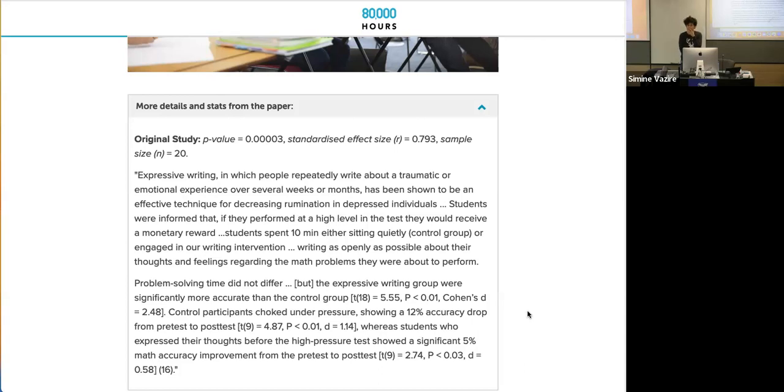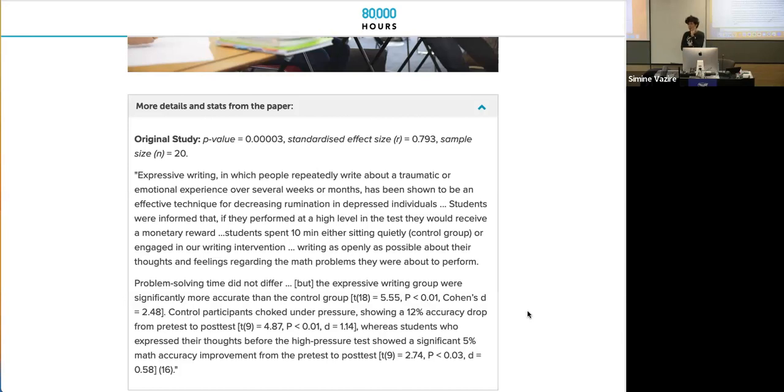I think with the expressive writing, it says it takes several weeks or months to have an effect on decreasing rumination in depression, but they're only doing it for 10 minutes. And also it's not related to rumination or depression. It's related to a test. Yeah, so great, this is really good. So you point out the gap between the theory and what was actually done, and two important gaps. The intervention was much more light touch than what the theory says should work. And the outcome was pretty different than what the theory says expressive writing is good for.